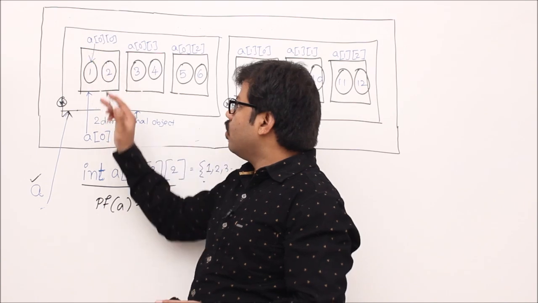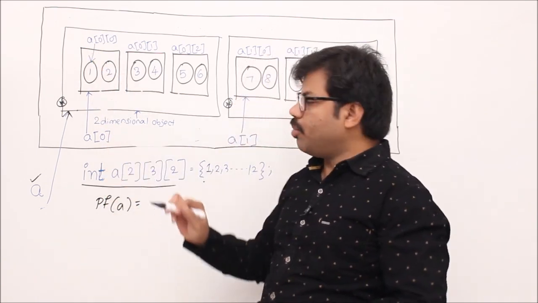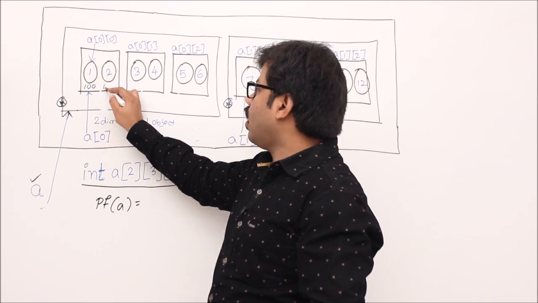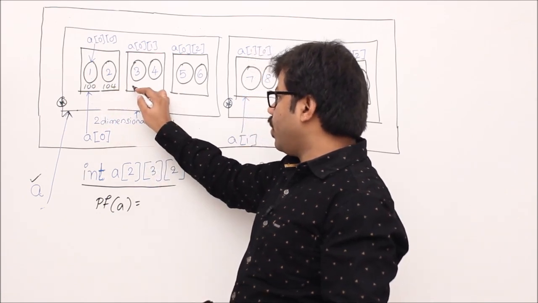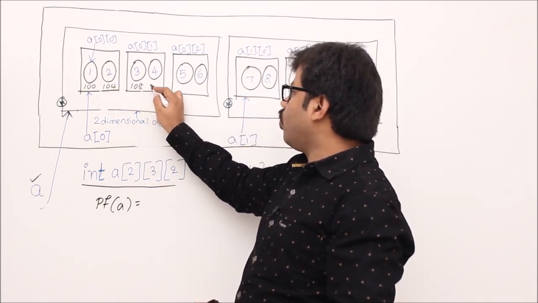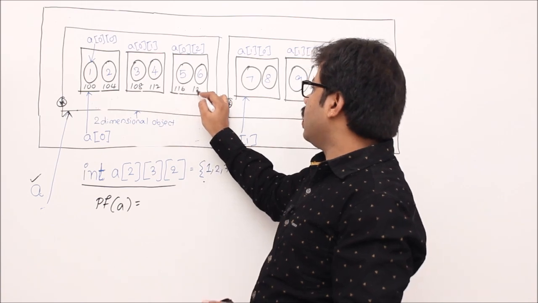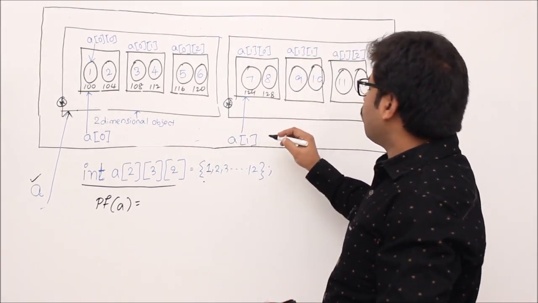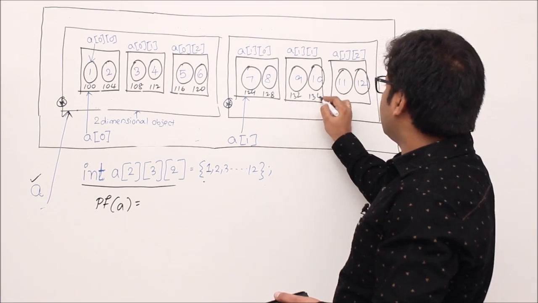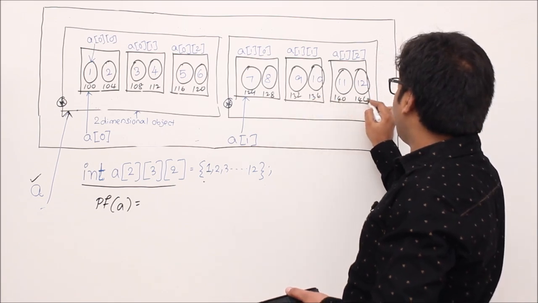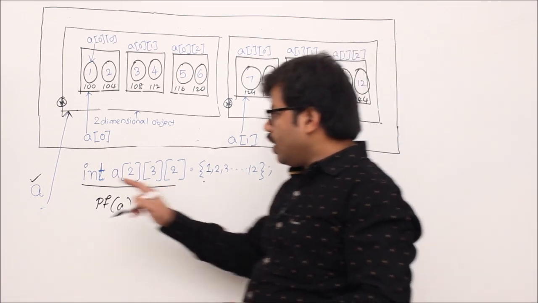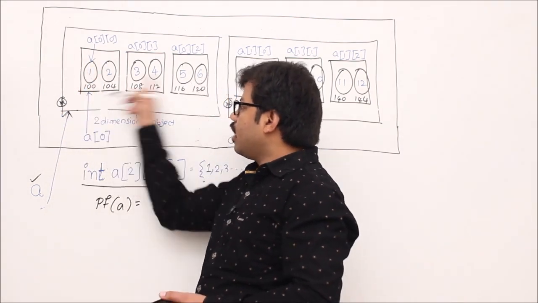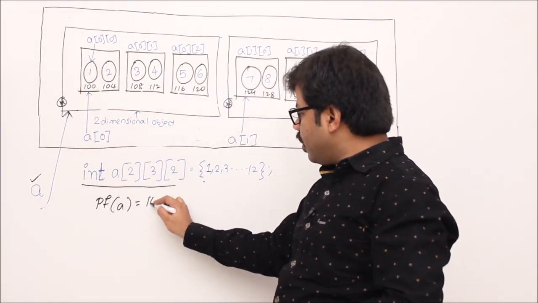So on that, what is the first memory address? Let me write the memory addresses. Okay, this object 1, integer 1 is at 100. Let's say every integer occupies 4 bytes. It will be 100, 104, 108, 112, 116, 120, 124, 128 and 132, 136, 140, 144. Now currently A is pointing here, so that means the starting address in this entire memory is 100. That's why 100 will be printed.